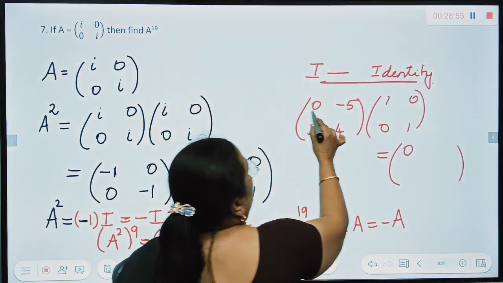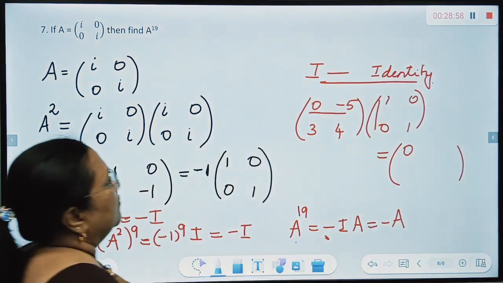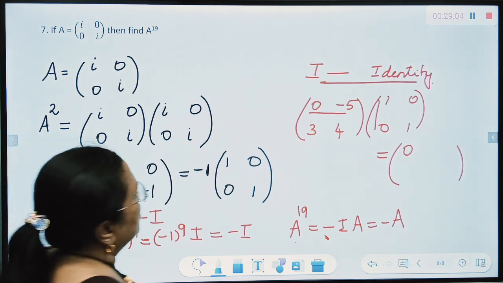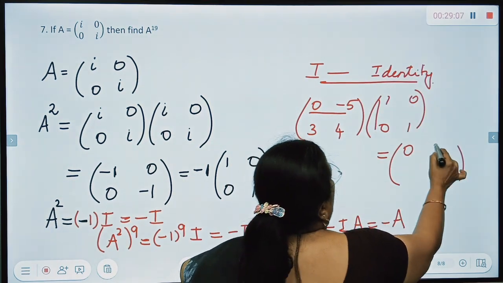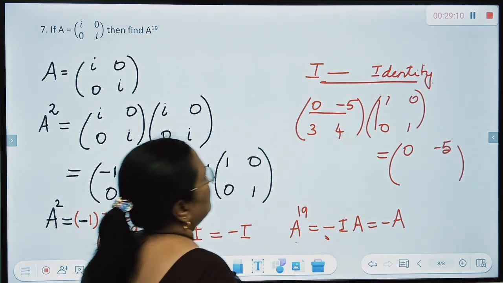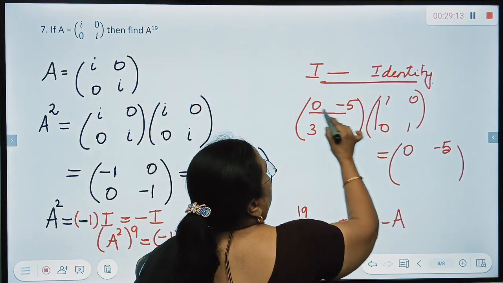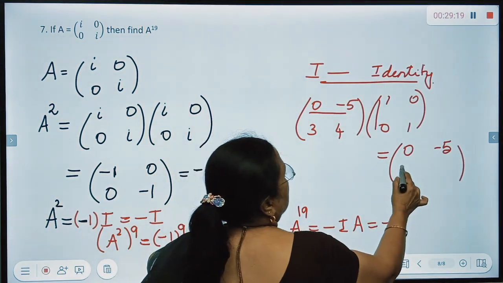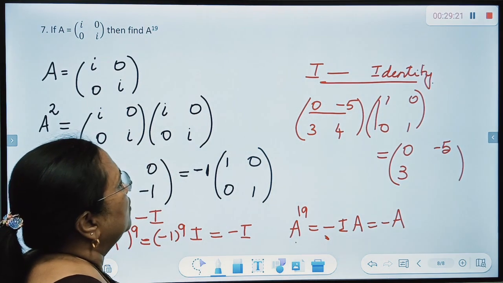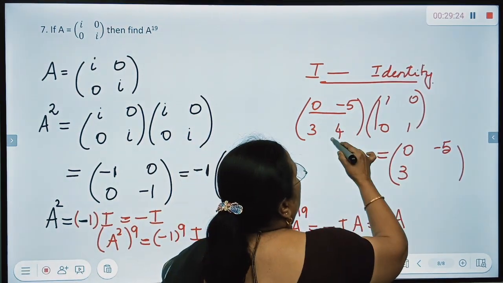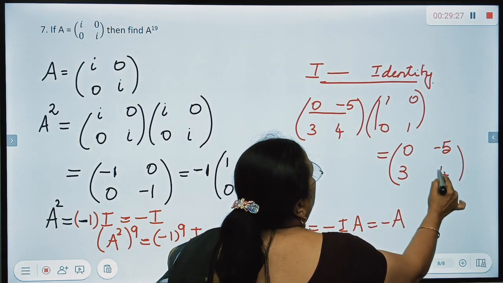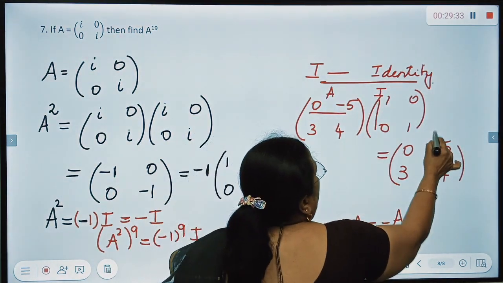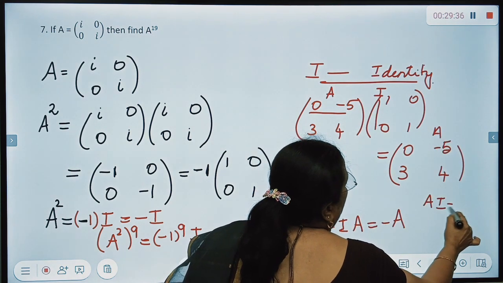So I am taking first row, first column. 0 into 1 is 0, minus 5 into 0 is 0. Then first row, second column, 0 into 0, minus 5 into 1 is minus 5. 3 into 1, 3 plus 0. Second row, second column, 3 into 0 plus 4 into 1, 4. But this is what I started with. So if this is A and if this is I, then I get back A. So AI equal to A.